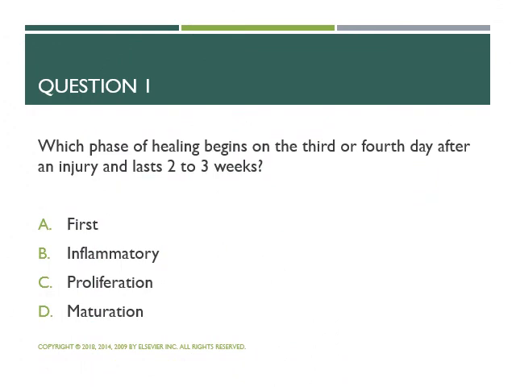Okay, class, it's time for a review. Which phase of healing begins on the 3rd or 4th day after an injury occurs and can last up to 2 to 3 weeks? Is it A, the first phase? Is it B, inflammatory phase? Is it C, proliferation? Or is it D, maturation? Take a moment to respond.